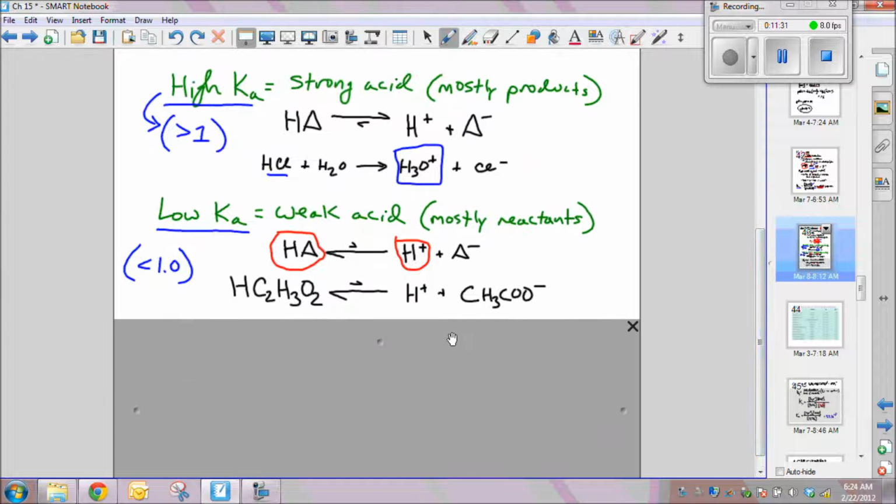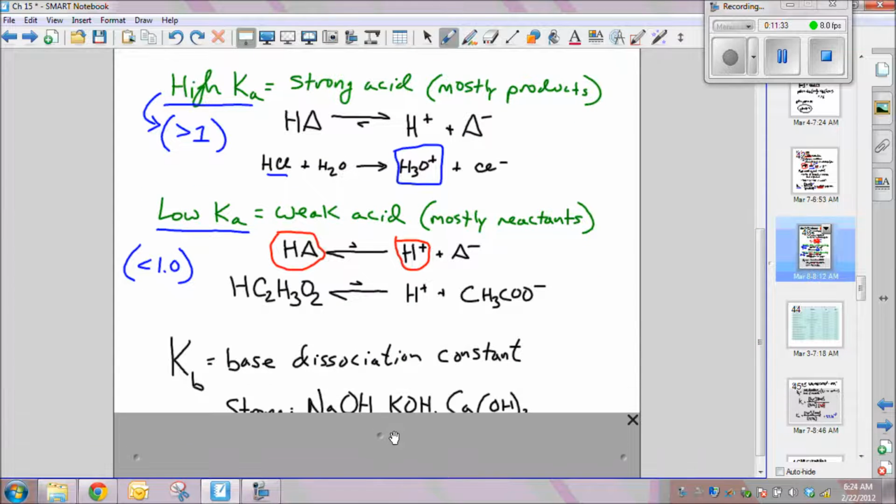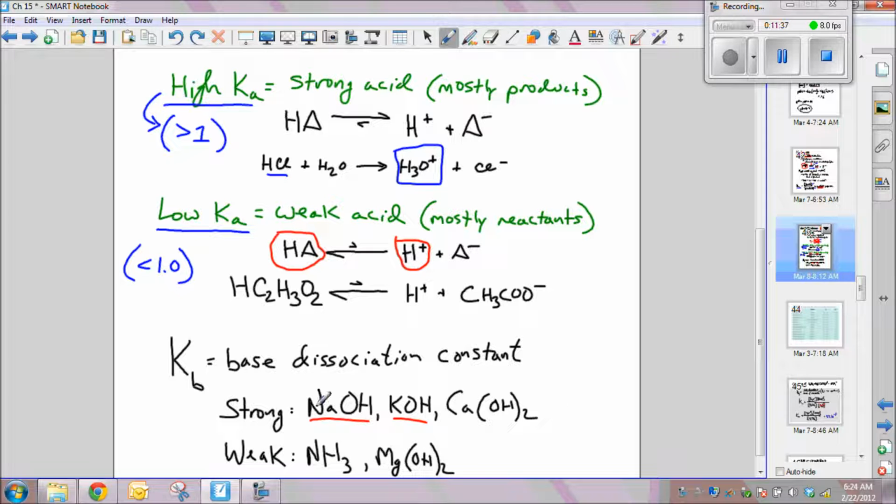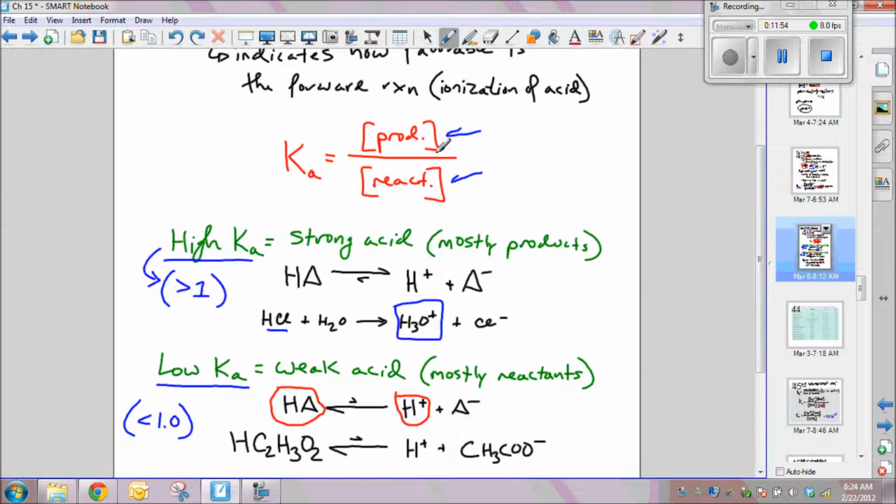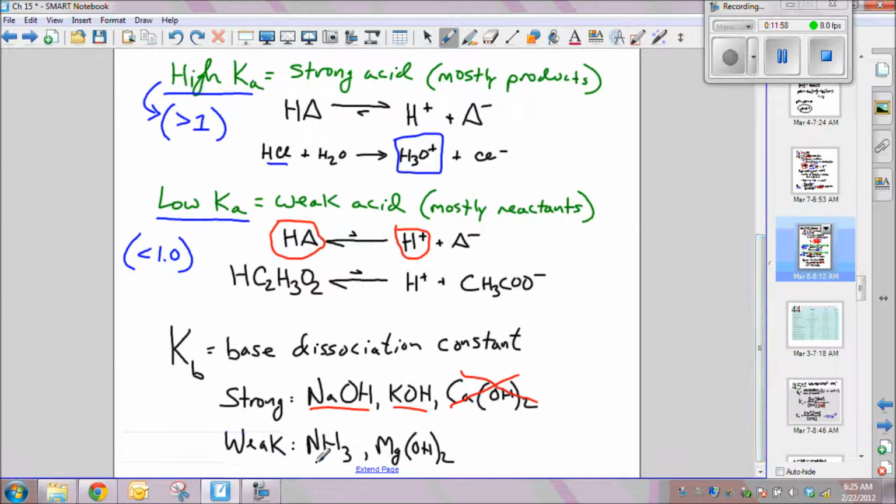Oh, and in addition, you can have Kb base associations as well. A strong base is, let's cross that one off, don't count calcium hydroxide as a strong base. Sodium hydroxide and potassium hydroxide will totally ionize, and therefore the value of products over reactants in our expression is really large. And a weak base, something like magnesium hydroxide or ammonia, does not have much ionization.